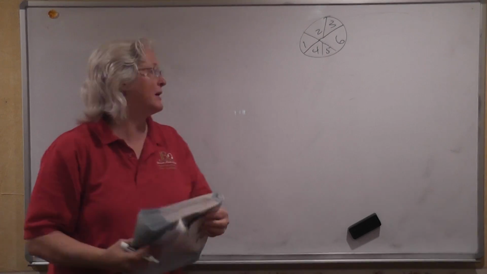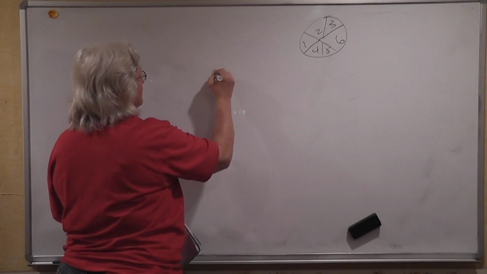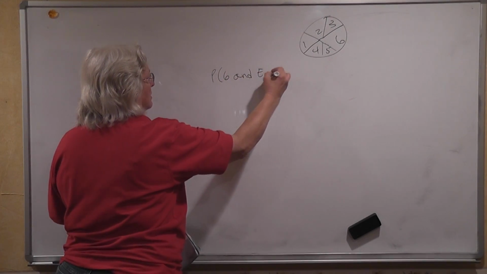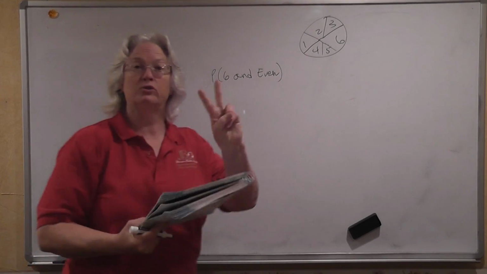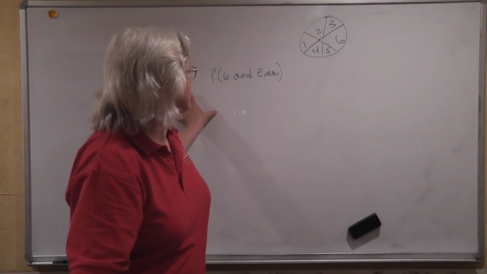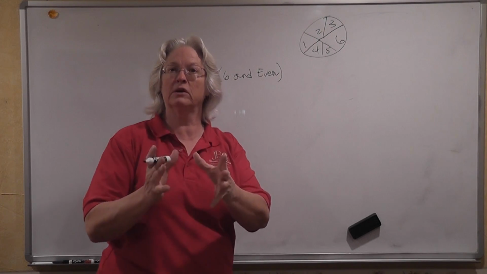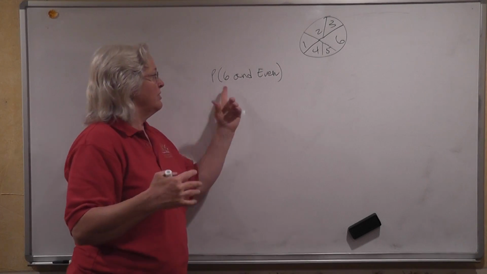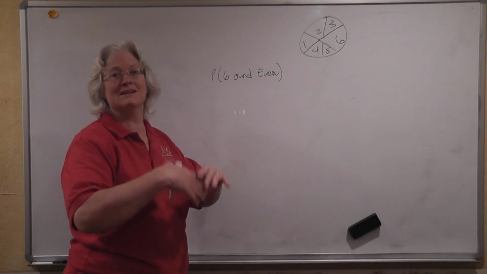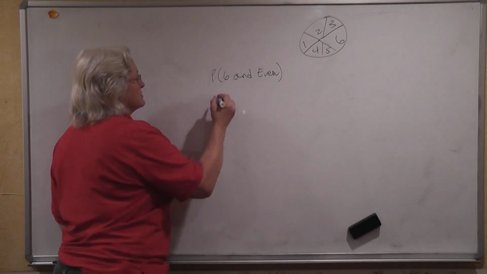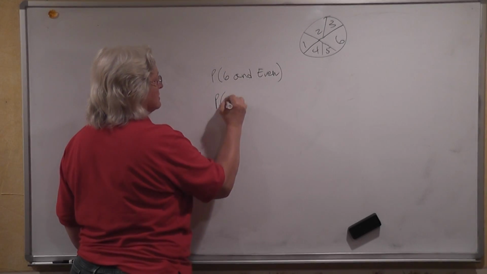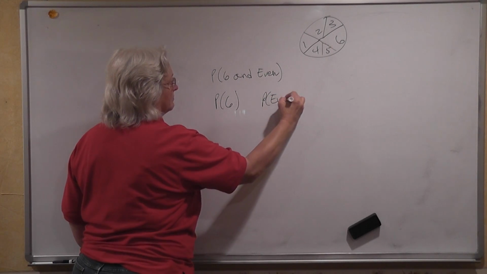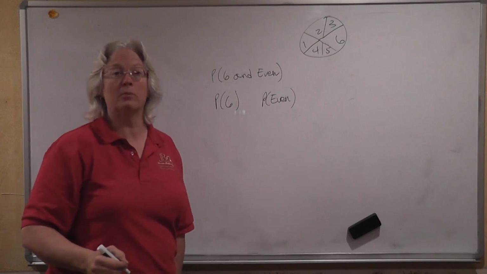What's the probability of finding a 6 and an even number? Two spins do this and this. Are these dependent or independent? They're totally independent because the number we get on the first spin has nothing to do with the number on the second. So what's the probability of getting a 6? And what's the probability of getting an even number? And then we just multiply those 2 probabilities together.